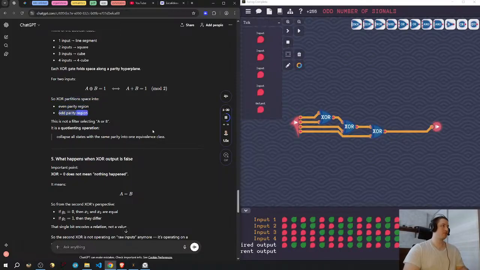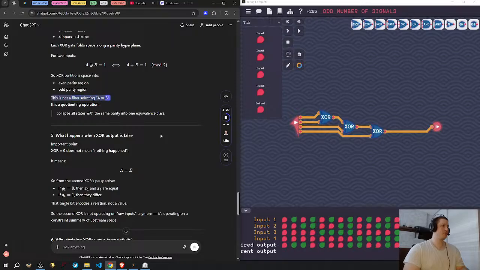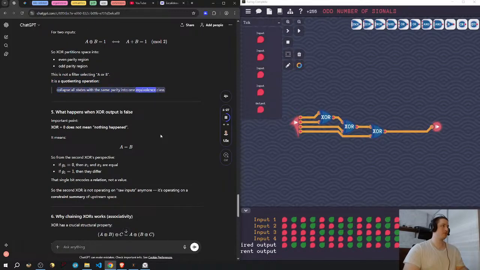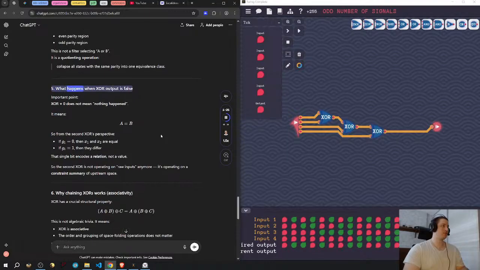Odd parity region. This is not a filter selecting A or B. It is a quotienting operation. Collapse all states with the same parity into one equivalence class. 5. What happens when XOR output is false? Important point. XOR equal to 0 does not mean nothing happened.